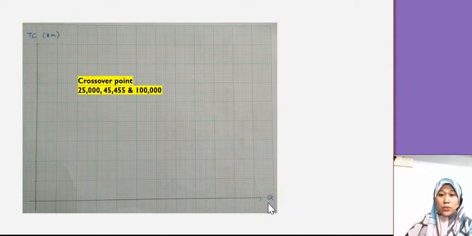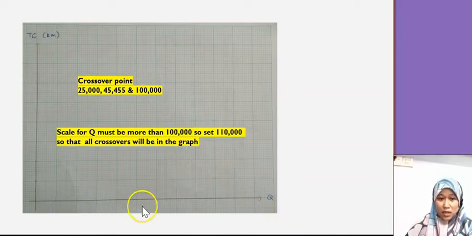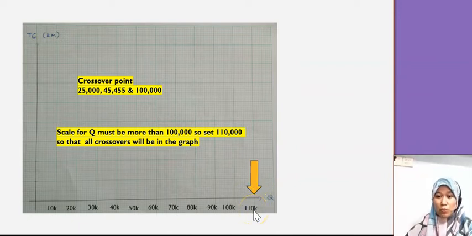Okay. So the crossover points we calculated earlier are 3. So 25,000, 45,000 and 100,000. So I suggest for the scale at the bottom, you extend it a little, up to 110,000, because if you stop here it is a bit difficult. So you extend it a bit, 110,000 extra. Easy, because the scale is 10, since the graph paper here has 10 small boxes. So 10, 20, 30, 40, 50 up to 110. I make it extra a bit. Okay, done for the Q axis.